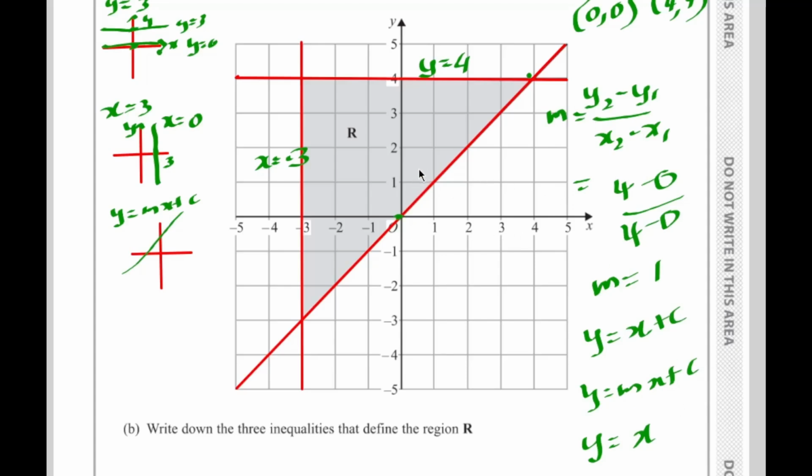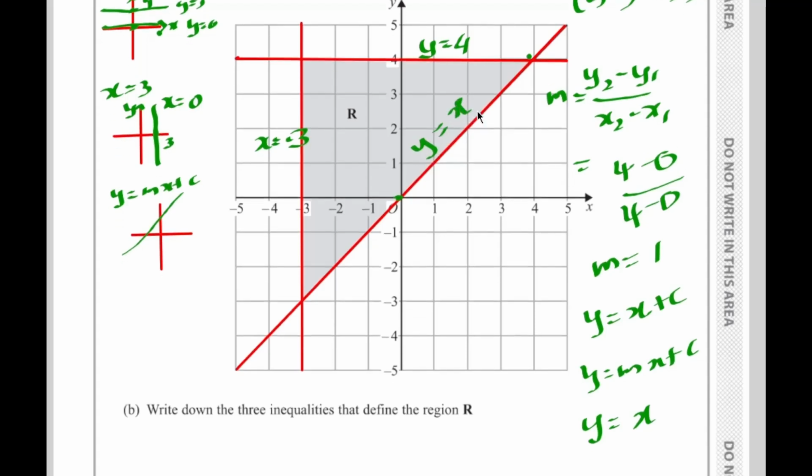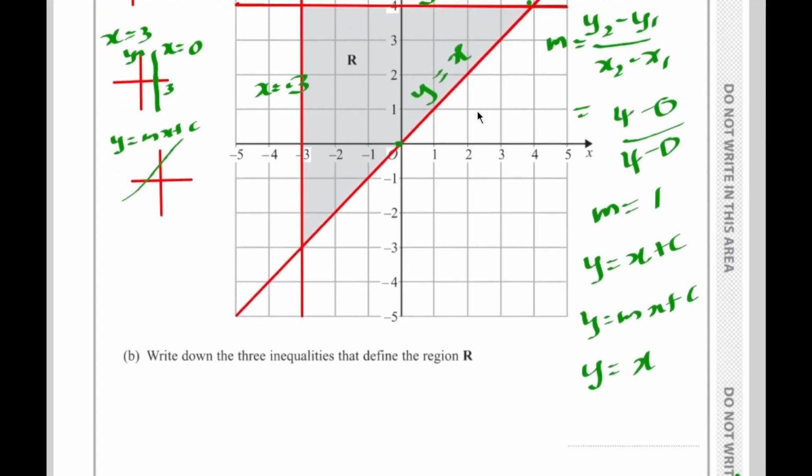Right. Now we have all three equations. This is y equals x. So let's write down the inequalities. This is the way how we think it.